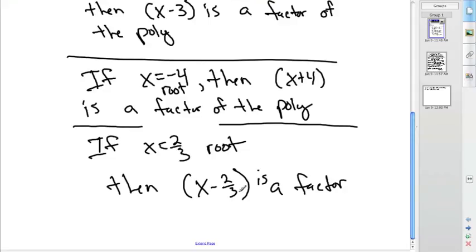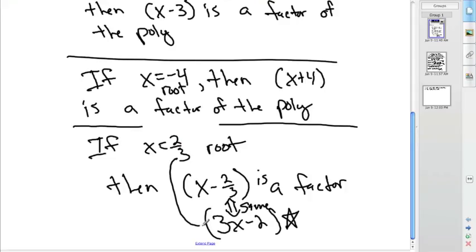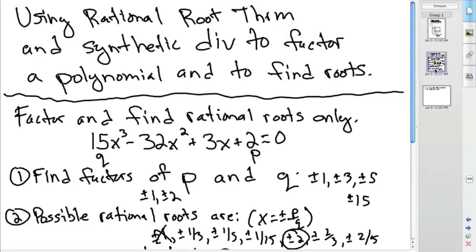But in algebra, we don't like to have fractions, so it's really 3x minus 2 is a factor. These are the same. We prefer 3x minus 2. So if you have a root that's a fraction, write it like this. If 2/3 is a root, write your factor as 3x minus 2. Write your factors without fractions, please. So let's go to the example.